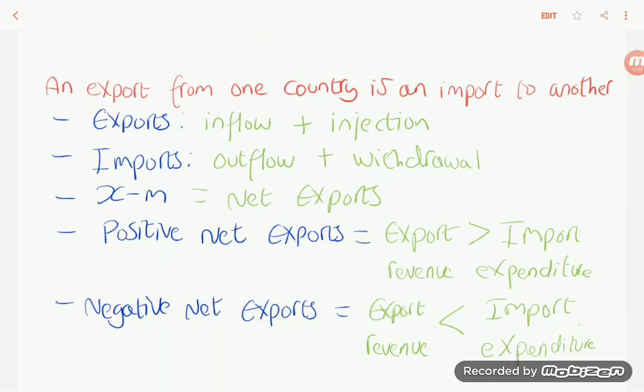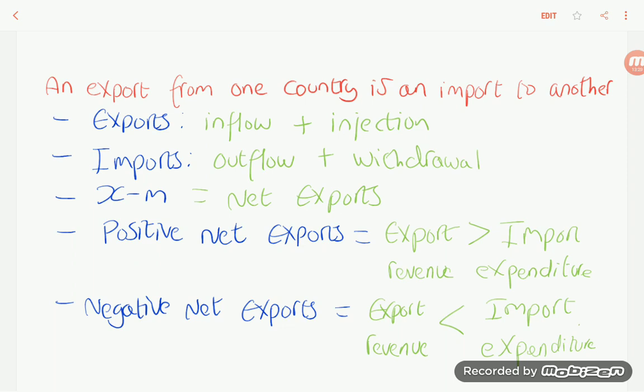An export from one country is always an import to another. Exports are goods or services that are produced in one country then sold in another. Imports are the opposite. They're goods and services that are brought into a country after being produced elsewhere. Exports are an inflow of money into a country, and imports are an outflow of money. So exports are an injection into the circular flow of income, and imports are a withdrawal.